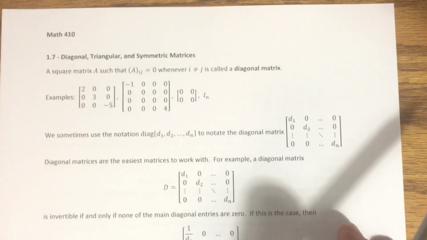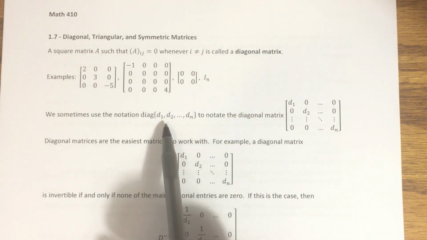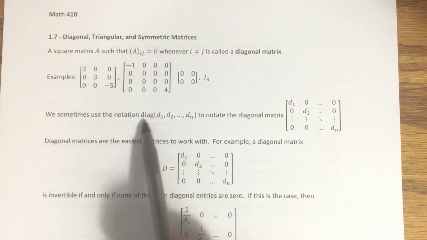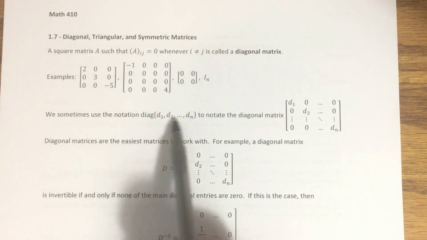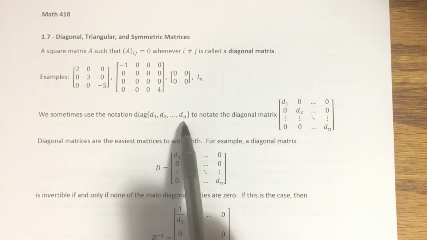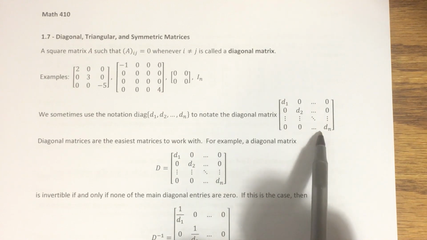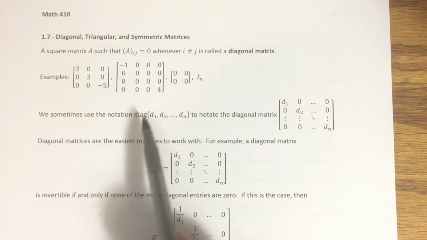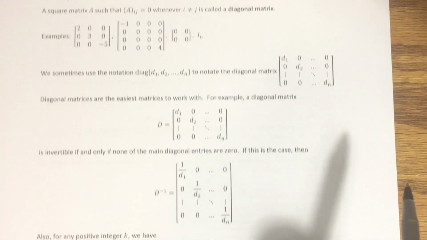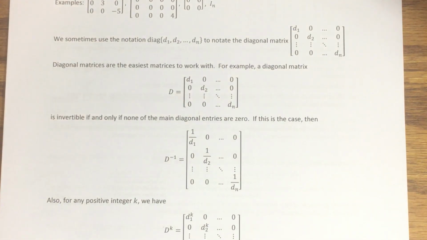I don't think your book uses this notation, but it's a really useful notation for diagonal matrices. We sometimes use this. Diag is short for diagonal. diag(D1 through Dn) is a way of notating this diagonal matrix, where D1 through Dn show up in that order from top left to bottom right along the main diagonal. Because we know it's a diagonal matrix, it automatically implies everything else is equal to 0. That's a common notation in other books. I just don't think our book tends to use that one.